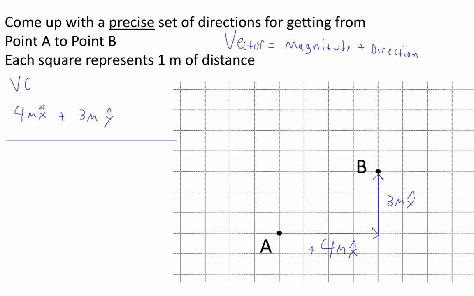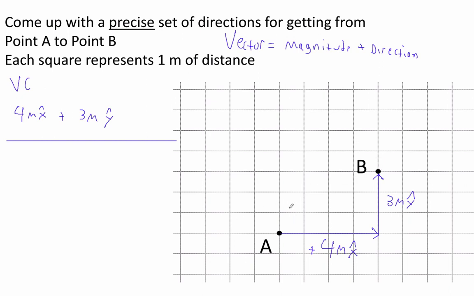The little hat thing there, you can either read this 4 meters x hat, 3 meters y hat, or you can say 4 meters in the x direction plus 3 meters in the y direction. Notice that when you draw the components that they are tip to tail, right? We go here, and then from there we go up, right? It's like continuing directions, right?